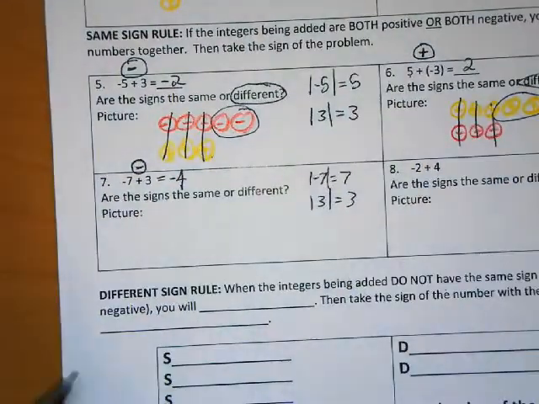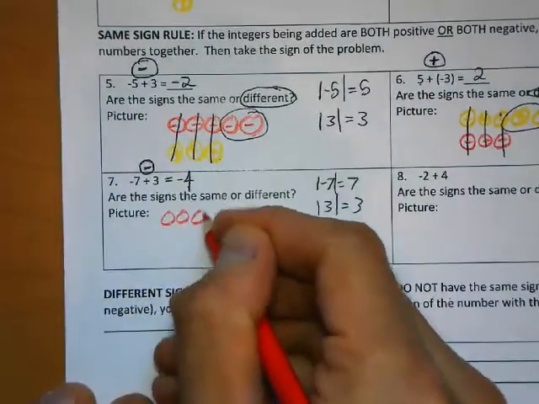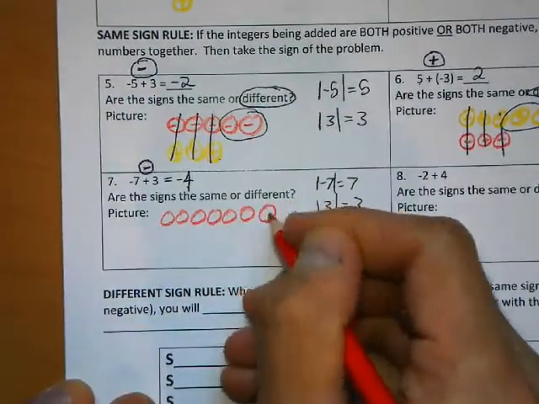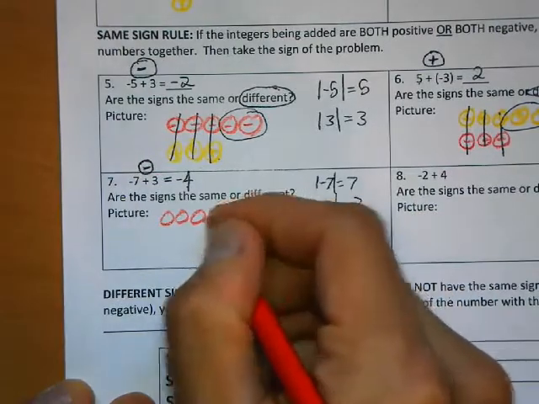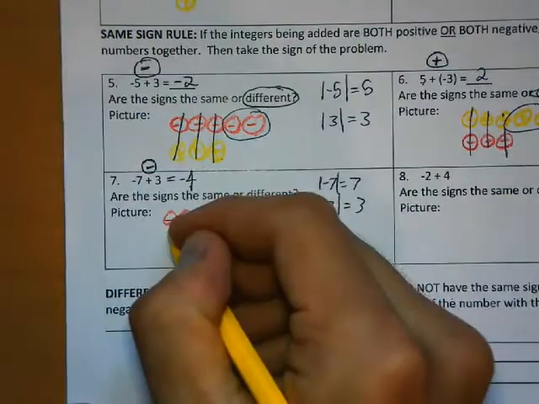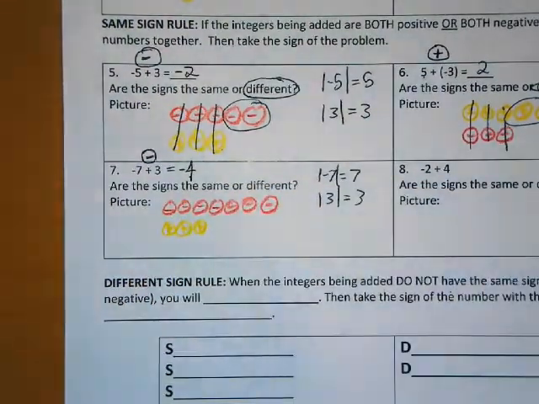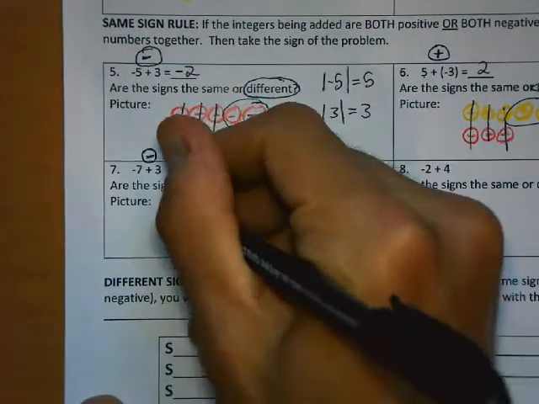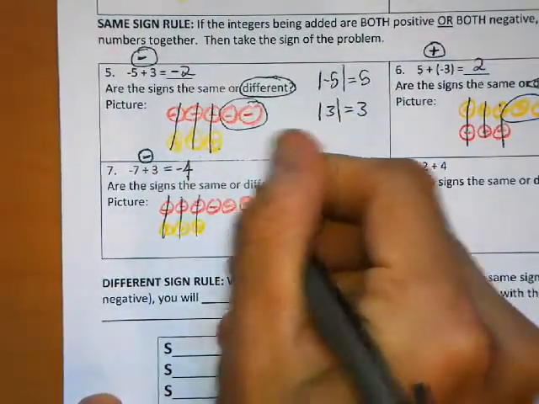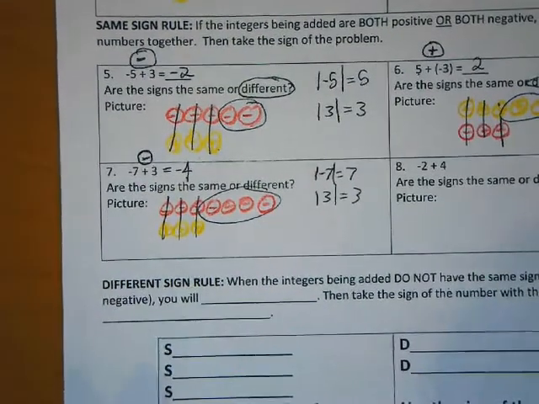Let's go ahead and draw it to make sure that that's true. 7 negatives. There we go. And 3 positives. And I've got some 0 pairs I can cancel out. And what I've got left are 4 negatives. It works. Okay, let's do one more.